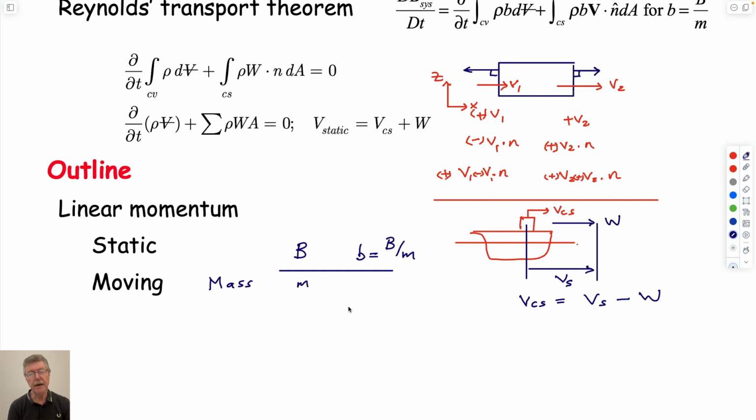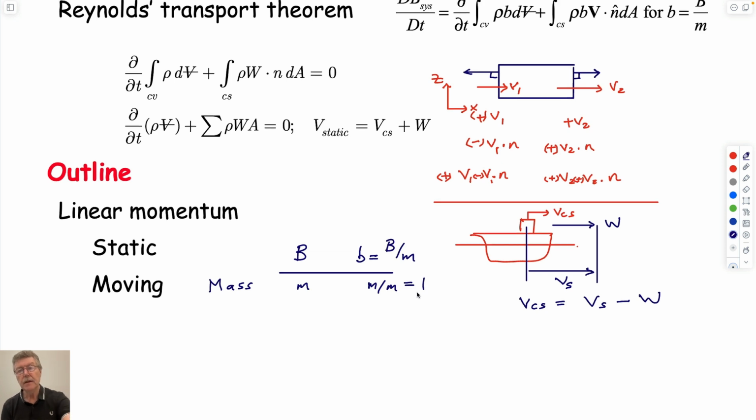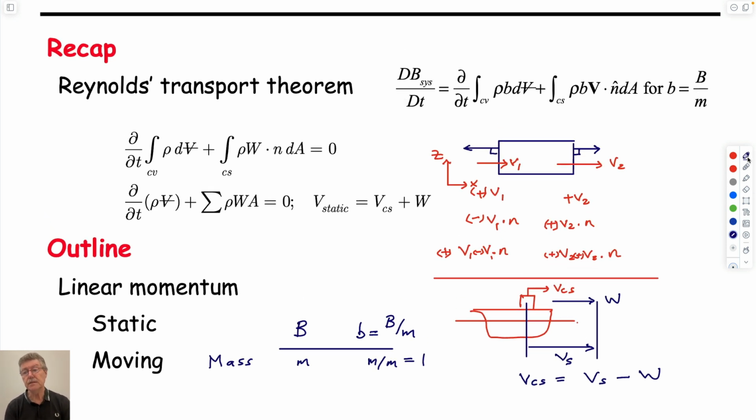And so this was m. This was m over m equals 1. And these were the quantities that we placed in here. And so we took this as 0 because we're going to look at steady state. We took this as equal to 1. And we took this as equal to 1. And if we did that, we ended up with this simplified relationship.